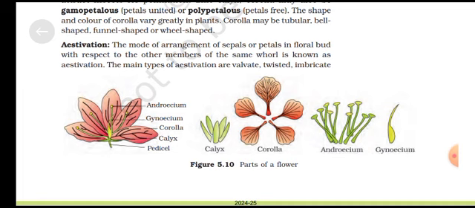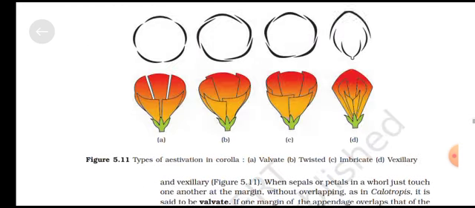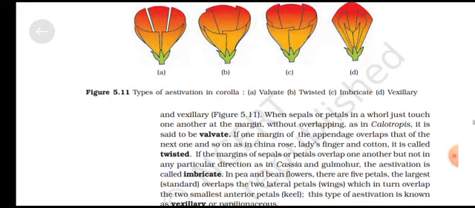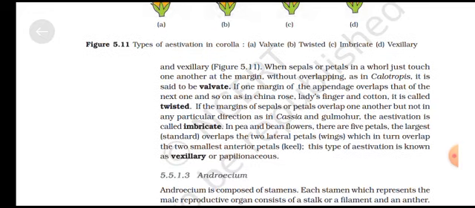Aestivation: the mode of arrangement of sepals or petals in a floral bud with respect to the other members of the same whorl is known as aestivation. The main types of aestivation are valvate, twisted, imbricate, and vexillary. When sepals or petals in a whorl just touch one another at the margin without overlapping, as in calotropis, it is said to be valvate.